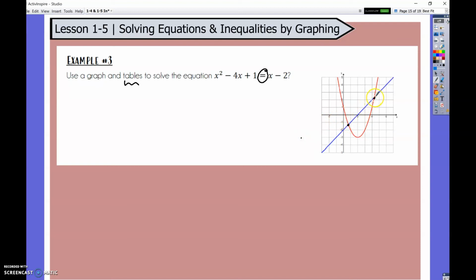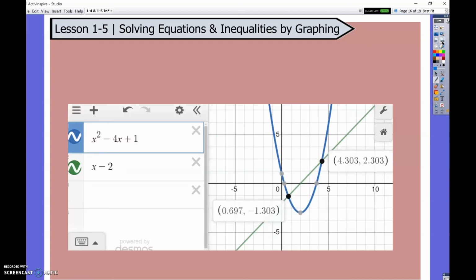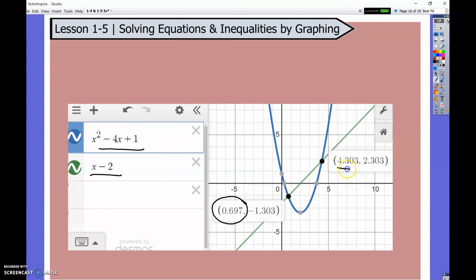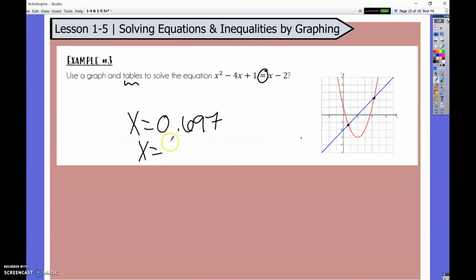Same thing here. I can't really tell from this graph, so that's where I'm going to recommend you go to Desmos, graph your parabola, graph your line, and click on the points where they meet. For this problem, we would say they meet when x is 0.697, so we can write that. And again, they meet here when x is 4.303.